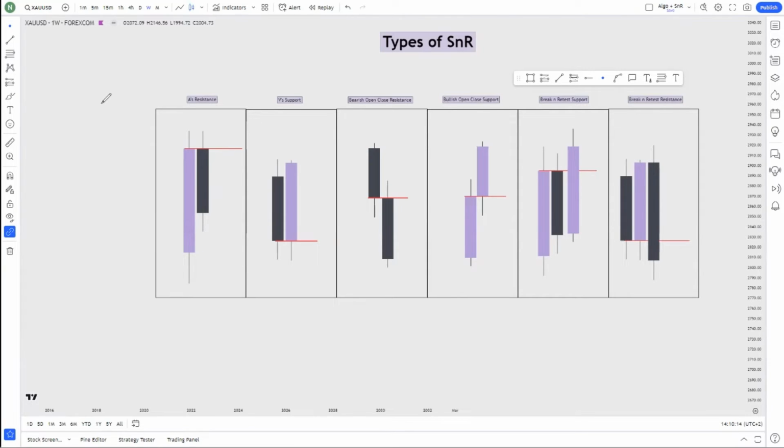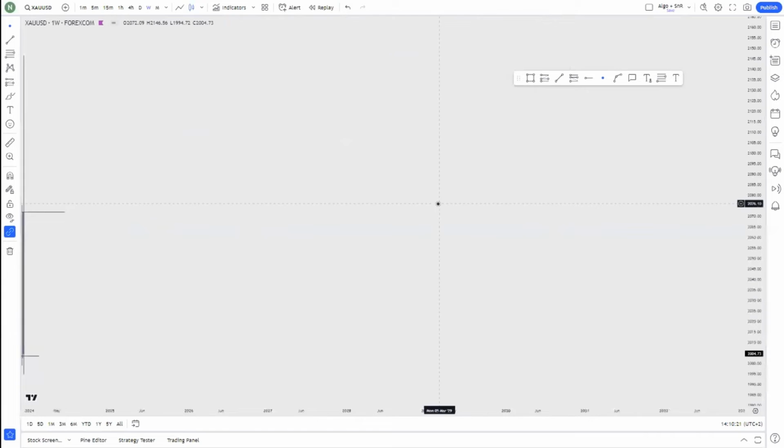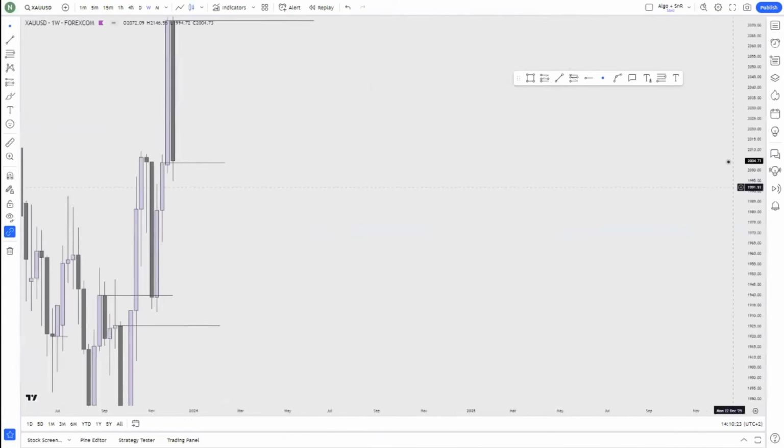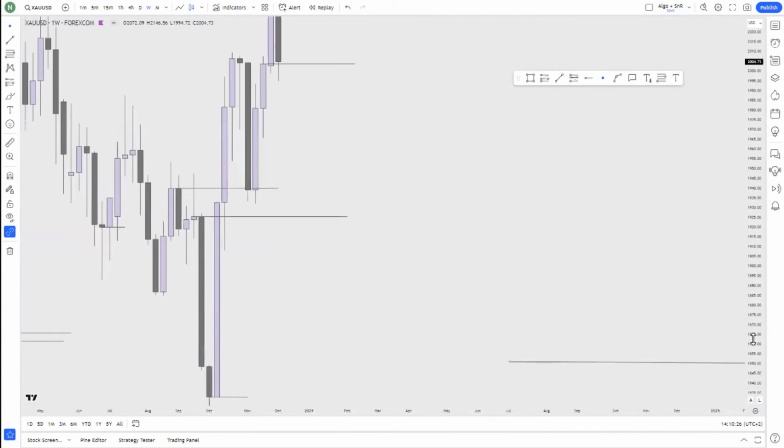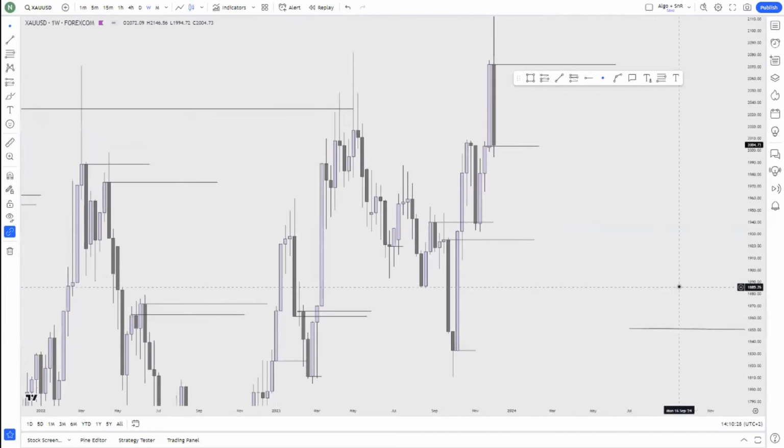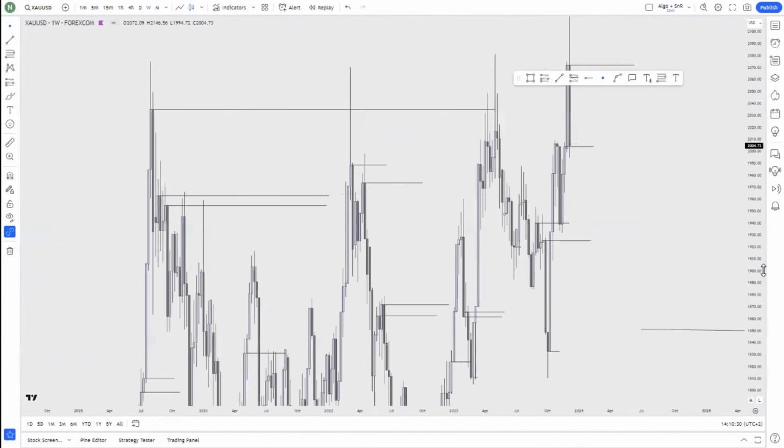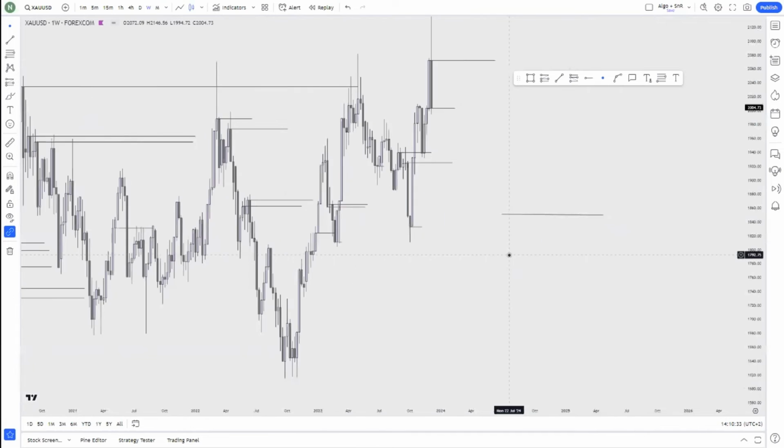Let me just show you an example of the break and retest. Here's a break and retest. Let me just clear most of the things out right here.